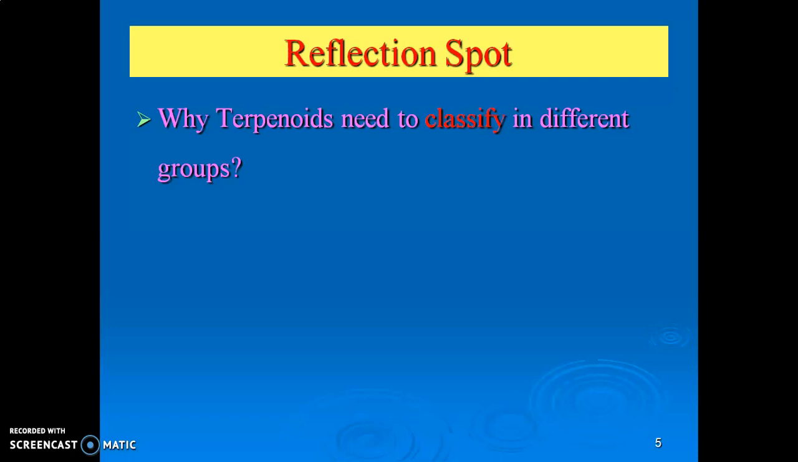Then, reflection score. Pause the video, think why terpenoids need to be classified in different groups. Then take the diaries and note the answer.